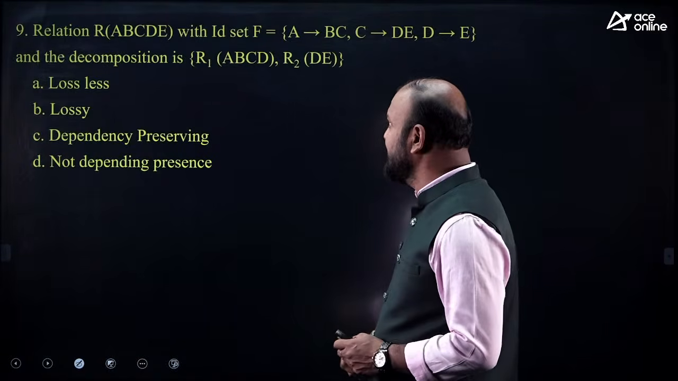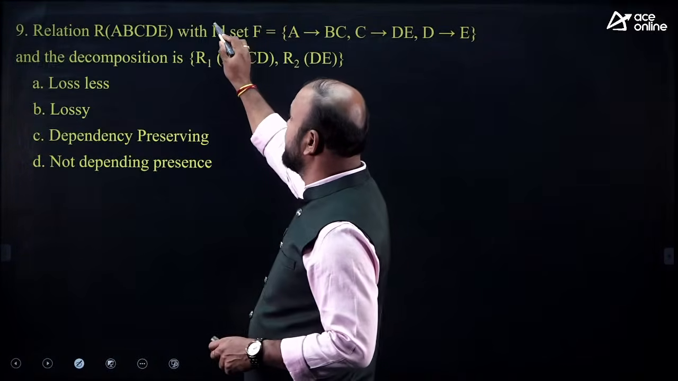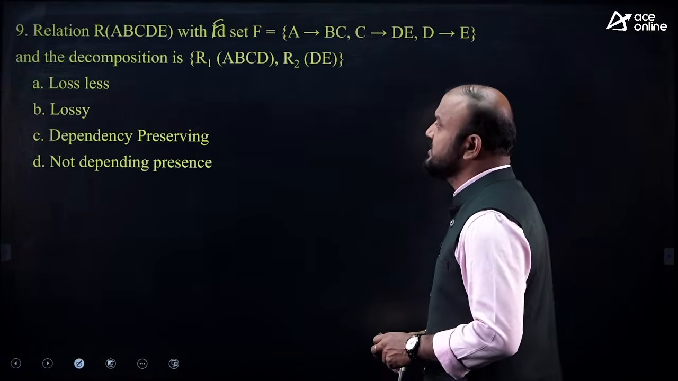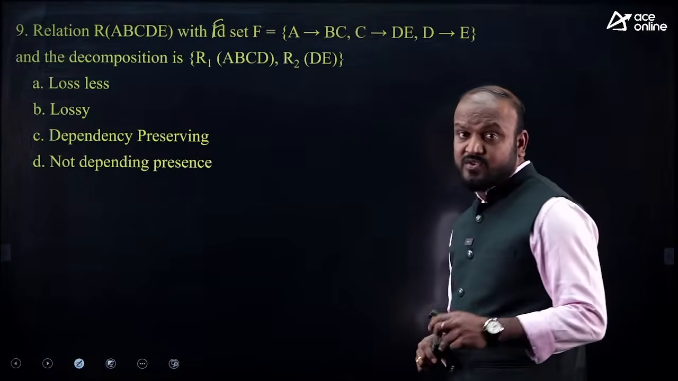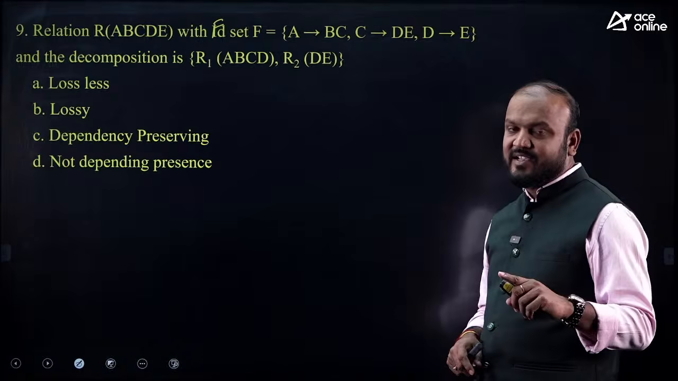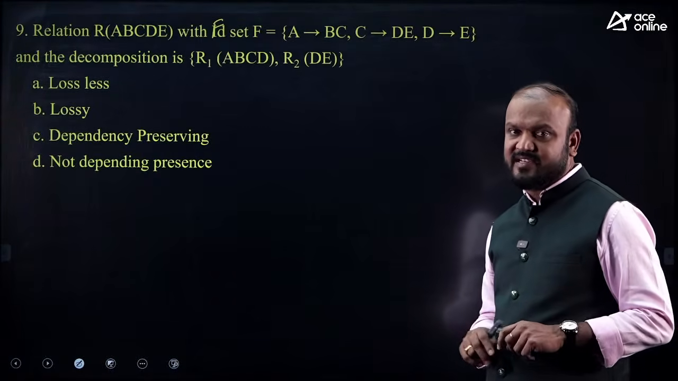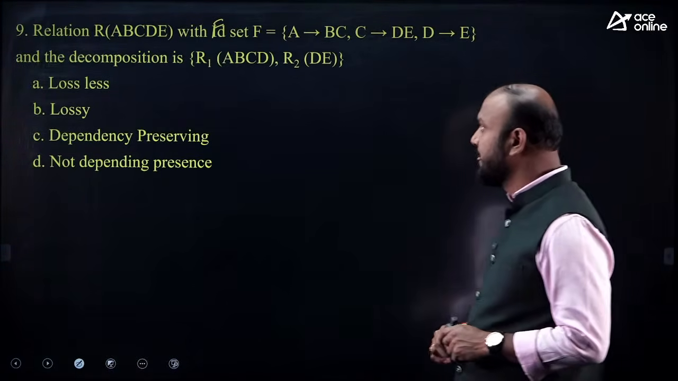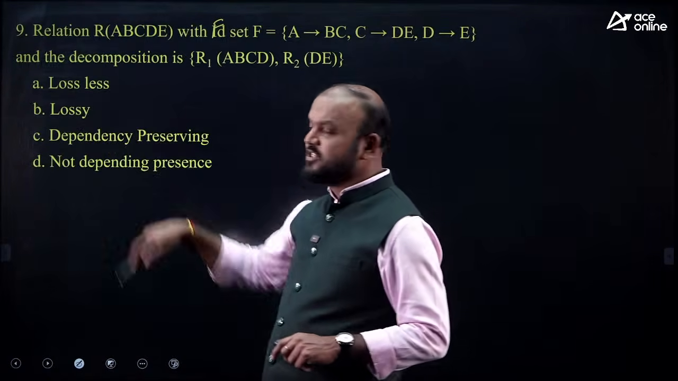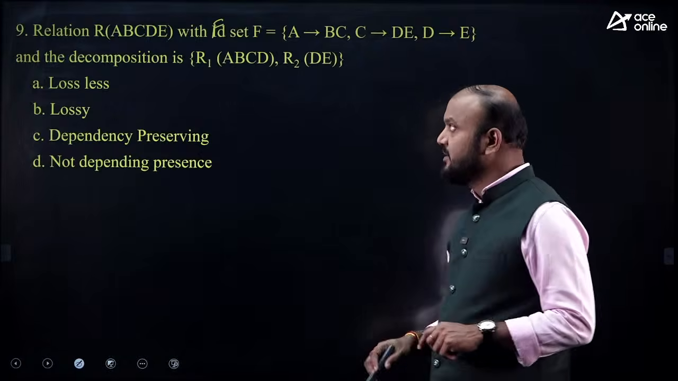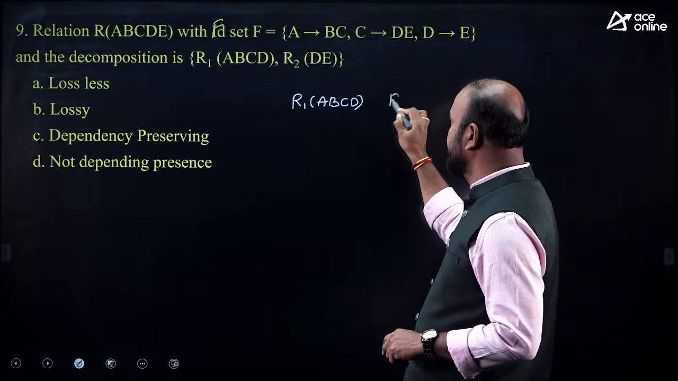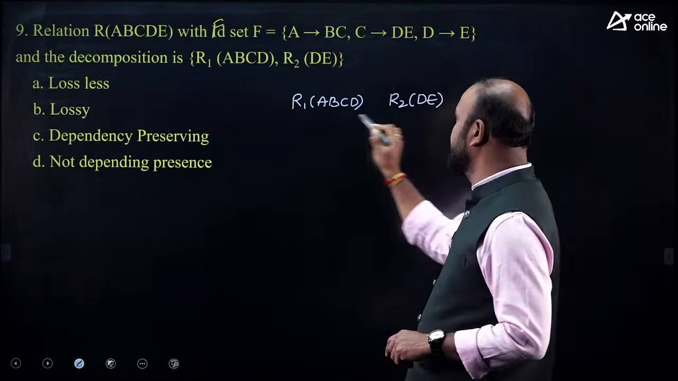Relation R of A, B, C, D with FD set F: A to B, C to D, D to E, and the decomposition is R1 of A, B, C, D and R2 of D, E. So far questions have been asked on lossy lossless decomposition, right? But this time I am giving it as a combination, as an MSQ. With decomposition R1 A, B, C, D and R2 D, E, the question is: lossy, lossless, DP, not DP.